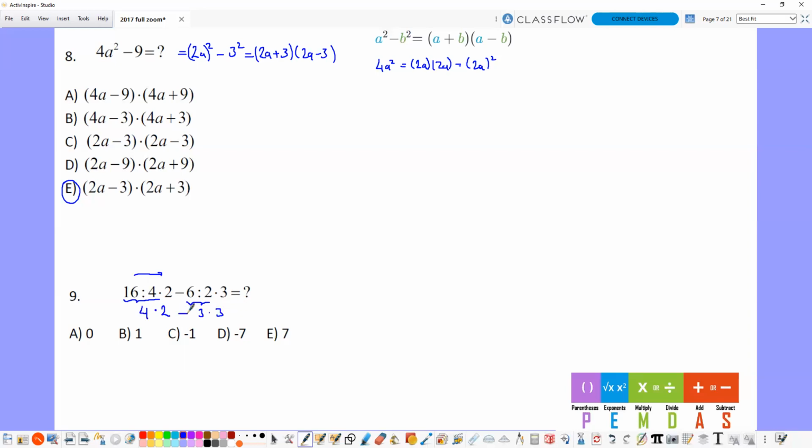Here we have minus 4 times 2, which is equal to 8, minus 3 times 3, which is equal to 9. 8 minus 9 is going to be equal to minus 1. So the answer is C.